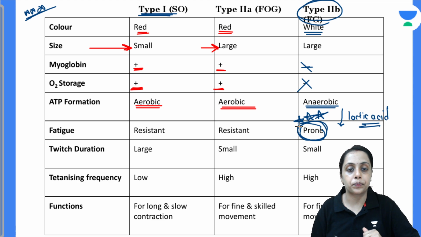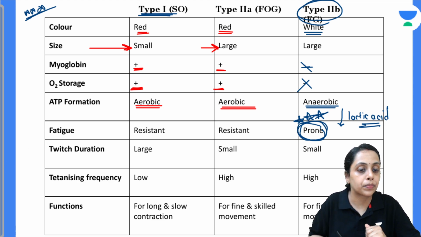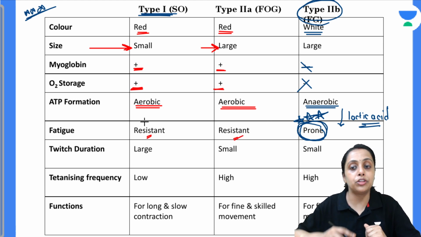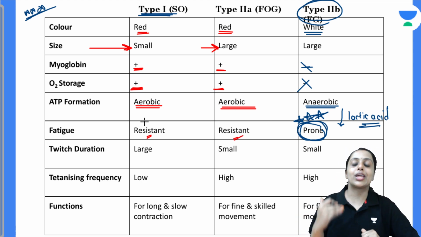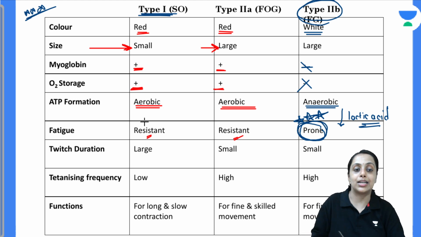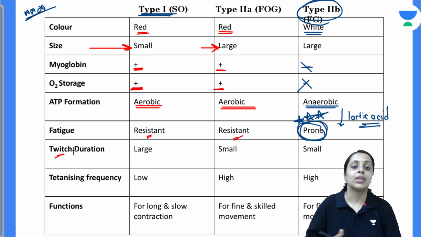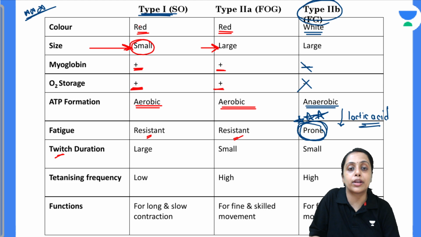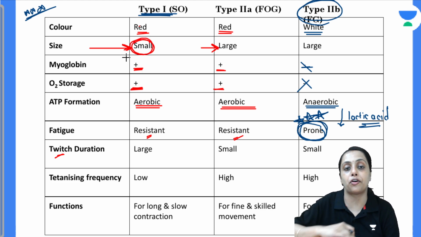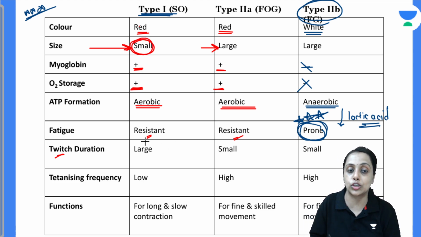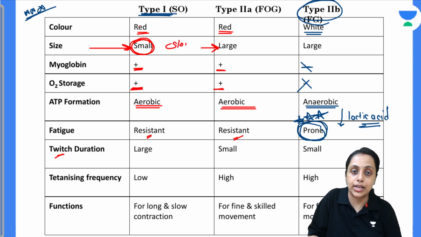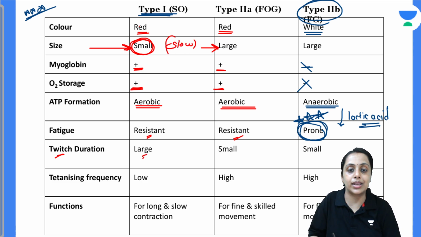Is this clear, everybody? While in type 1 and type 2 there is the aerobic pathway, so lactic acid will not form, so they will be fatigue resistant. Now the twitch duration. This is a small fiber, so it is going to take a larger time for contraction and relaxation. They are slow fibers, so they are going to have a larger twitch duration.